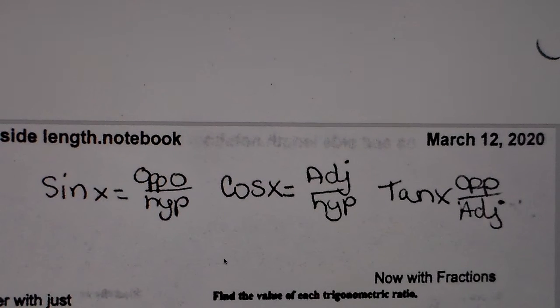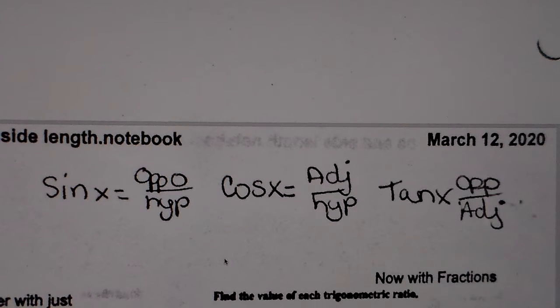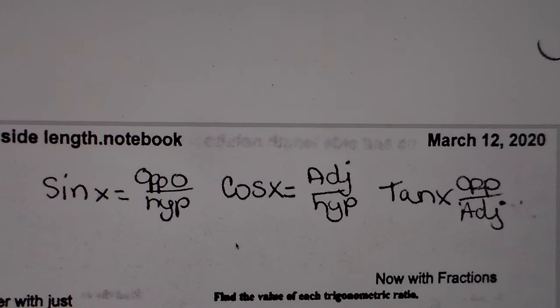Then I had you write this down for yourself. This is SOHCAHTOA. It's an acronym to help you memorize these formulas, where sine of x equals opposite divided by hypotenuse, cosine of x is adjacent over hypotenuse, and tangent of x is opposite over adjacent. You're going to be using that quite a bit, so it'd be a good idea to remember those.